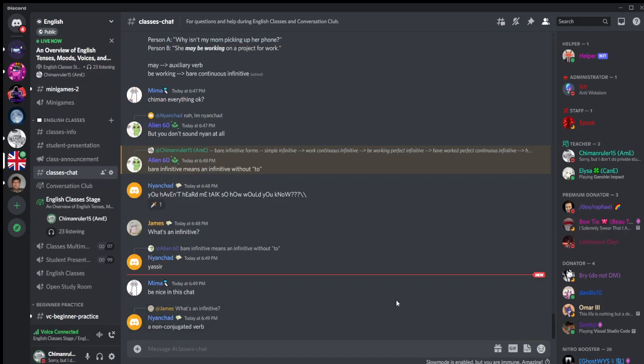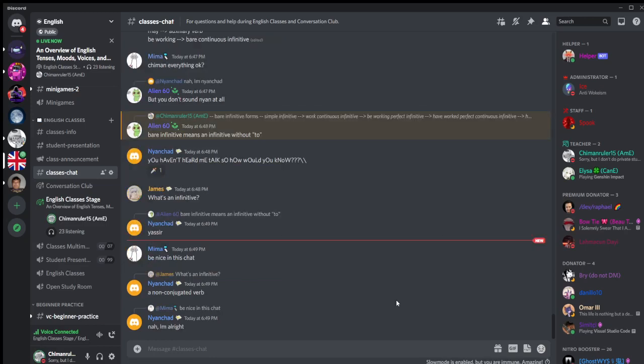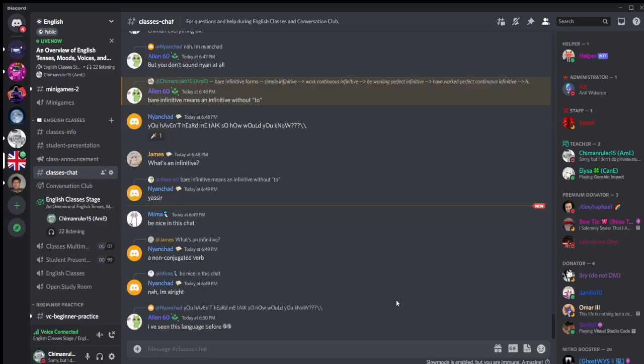An infinitive is just the simplest form of a verb, the non-conjugated form. So it's not marked for tense or aspect. At least not necessarily. Well, aspect sort of, but I'm talking about the simple infinitive. Regarding the simple infinitive, there's no marker for aspect or tense or mood or person or any of that. It's just a verb in its simplest form. So to work, to eat, to swim, to run, to dance, to sing. You get the idea.